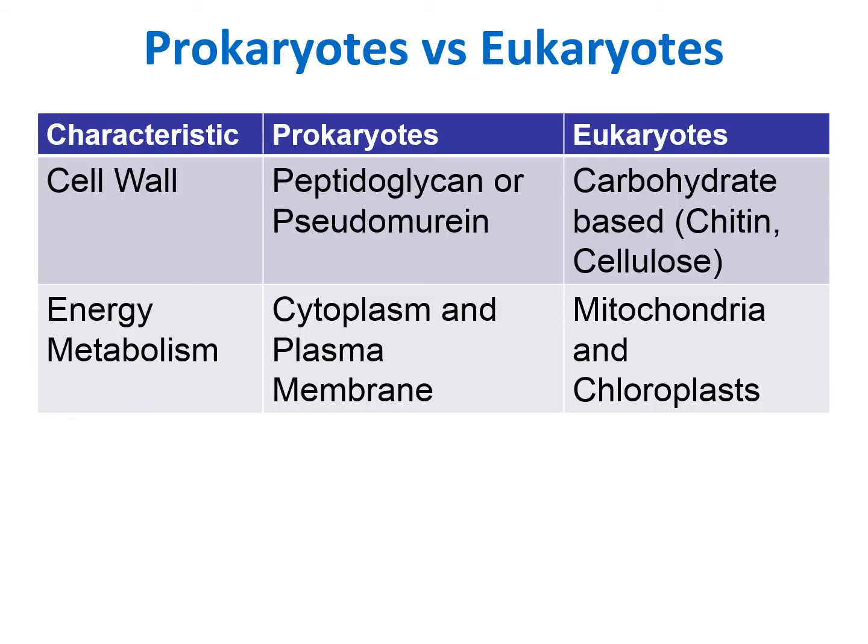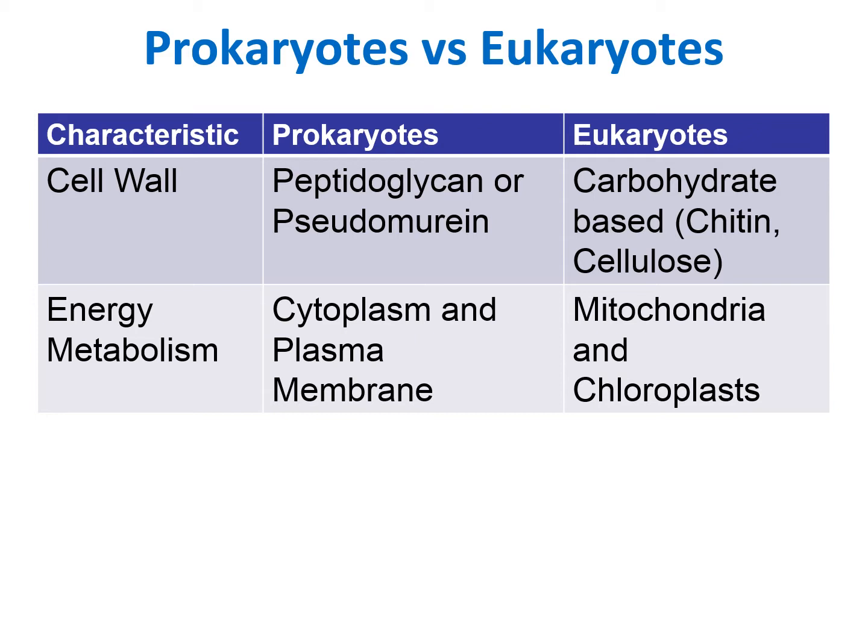So here's the table. Remember, I told you there would be a table that I'd share with you that compares prokaryotes and eukaryotes. For this particular video, we're going to talk about the cell wall and energy metabolism. So your prokaryotes have cell walls usually, not always, but usually. About 90% of bacteria have one, and almost as many archaea have one. Bacterial cell walls tend to be made out of peptidoglycan, and archaeal cell walls tend to be made of pseudomurein, which is like a cheap knockoff of peptidoglycan.